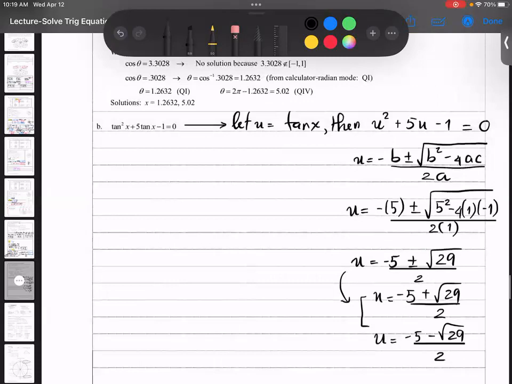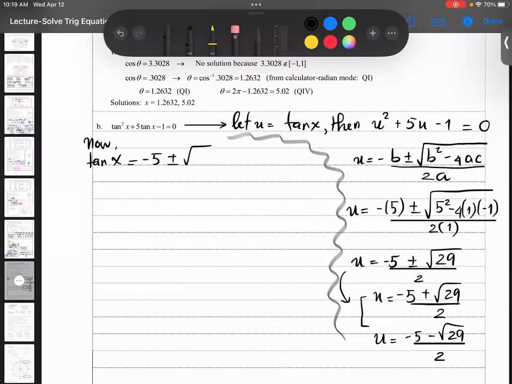And because tangent inverse takes everything, there's no case of no solution here. Now, we don't want u, we want tangent, right? So that's just scrap work. I wouldn't say scrap work, more like side work. So let's talk about the first case, where u equals negative 5 plus root 29 over 2, so tangent x equals negative 5 plus root 29 over 2. The other case is tangent x equals negative 5 minus root 29 over 2. I'm going to do the first one. The second one is for you to try.